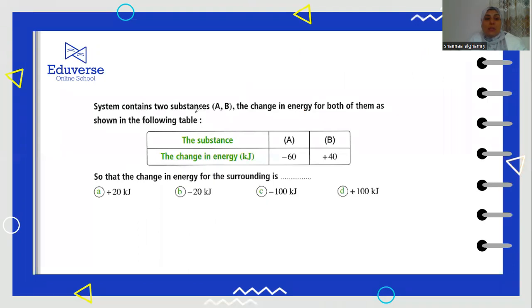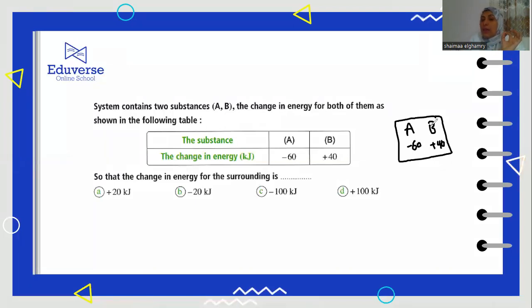Here we have an example. We said that we have a system containing substances A and B. The change in substance A is that it releases an amount of energy of what? -60. And B absorbs an amount of energy of 40. Usually the negative sign means release, and the positive sign means absorb.